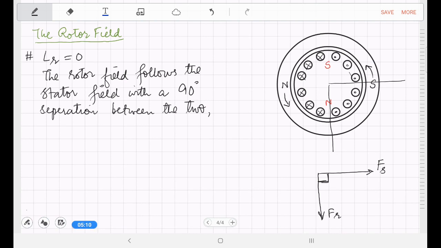So this was the situation with the rotor inductance neglected. Let's write it down here. This is figure 3, which shows the magnetic field due to rotor currents with L_R equal to 0.